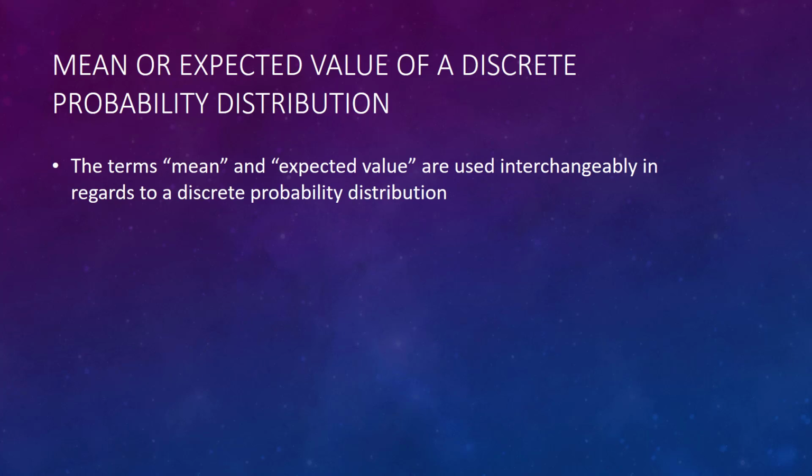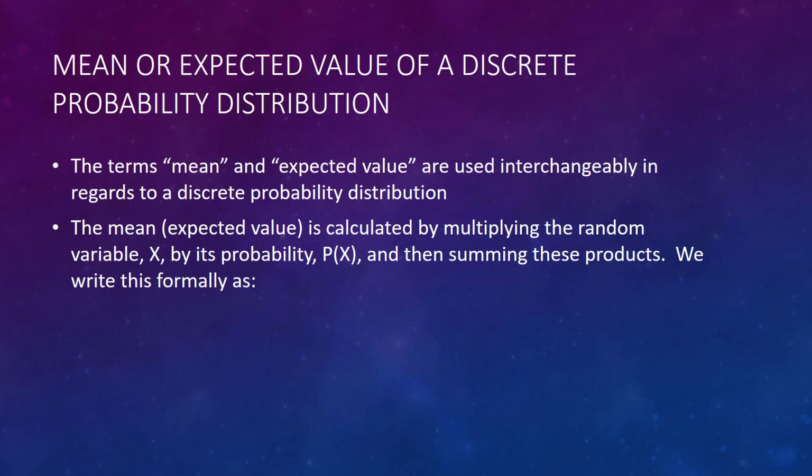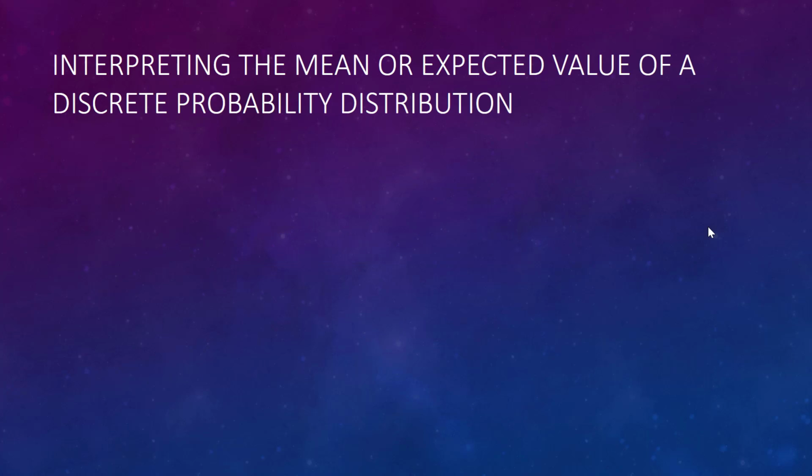Mean or expected value of a discrete probability distribution. The terms mean and expected value are used interchangeably in regards to a discrete probability distribution. The mean or expected value is calculated by multiplying the random variable x by its probability p of x and then summing these products. We write this formally as mu of x, meaning the mean, is equal to the sum of the products x times p of x.